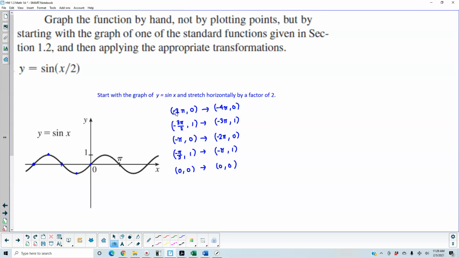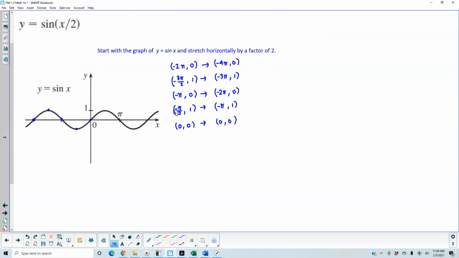Okay, likewise, if we look at the positive versions, if we take a look at here, this is now pi over 2, 1. And then we have pi, 0. And then we have 3 pi over 2, 1. And then 2 pi, 0.